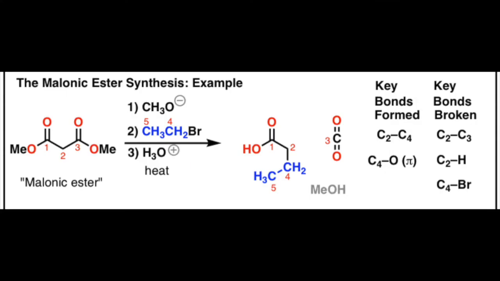Malonic ester synthesis is a type of reaction where diethylmalonate or another ester of malonic acid is alkylated at the carbon alpha to both carbonyl groups, then converted to a substituted acetic acid.